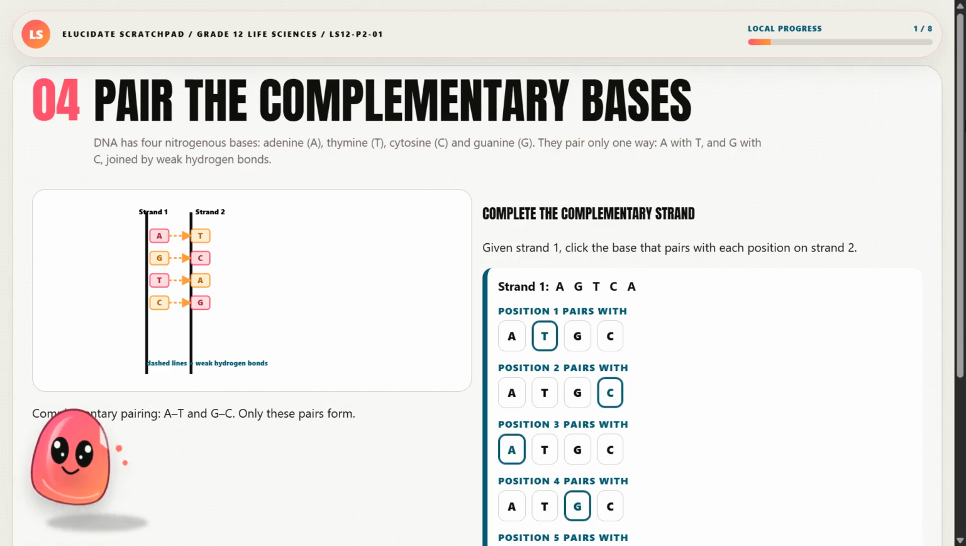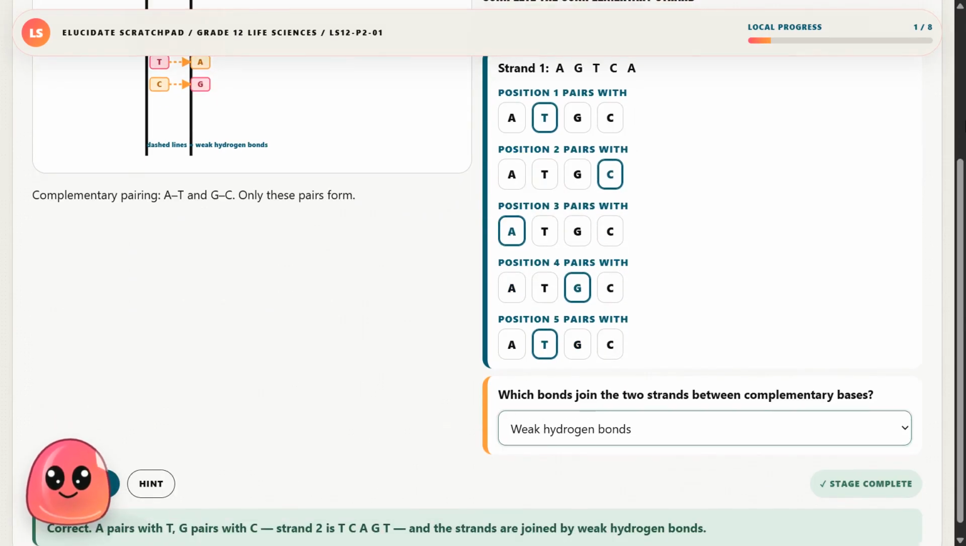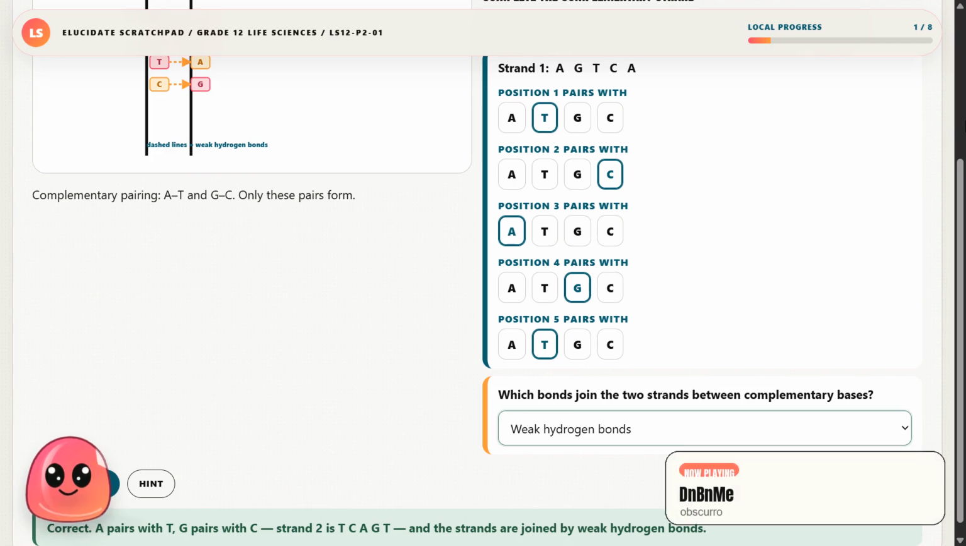The Scratchpad gives you one strand and asks for the partners. Strand 1 is A, G, T, C, A. Choose the base that pairs with each position, then say which bonds join the two strands.